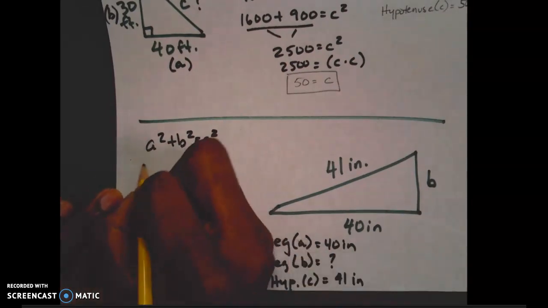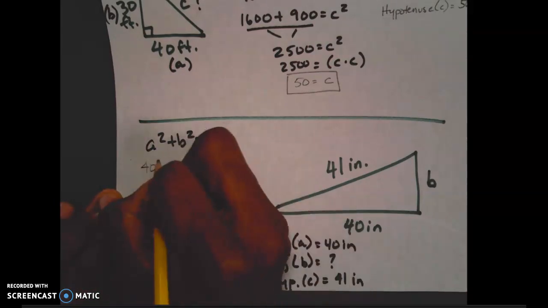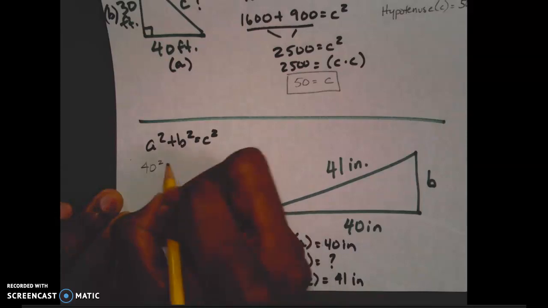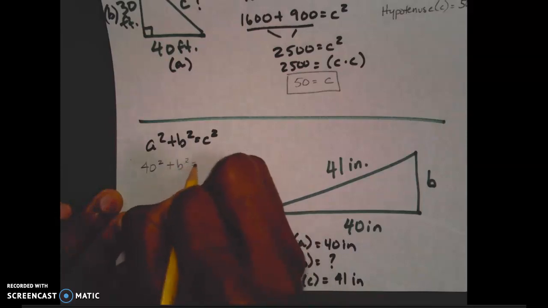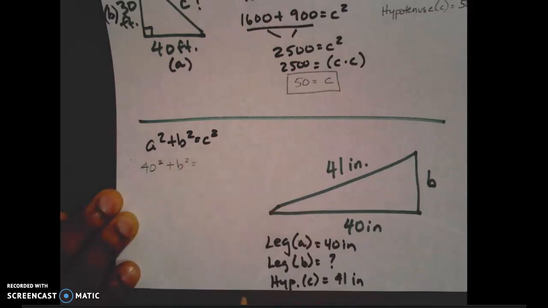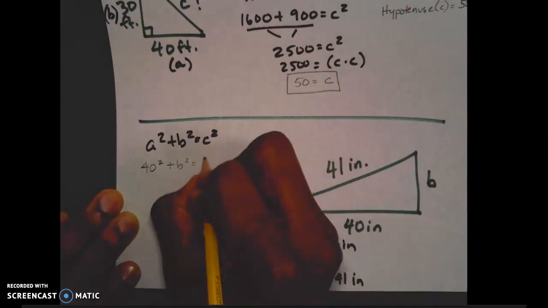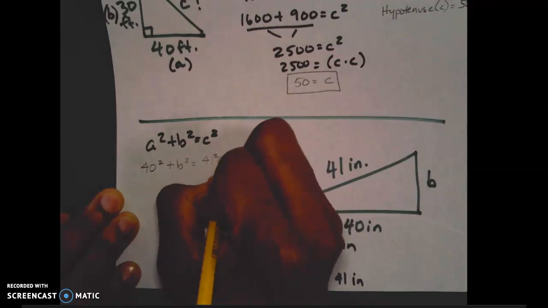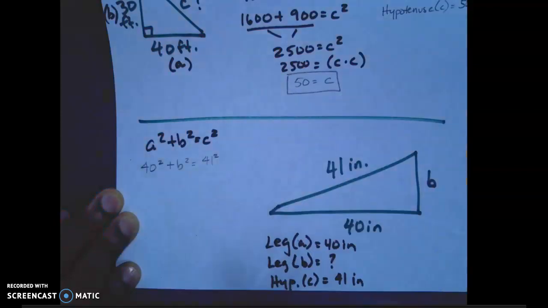We have 40 squared, because that was A, plus B squared. I don't know what my value of B is just yet, but I do know my value of C, which is 41 squared. Let me erase that. And what I've done is I've taken off my units for now, but I know that I need to come back to them.